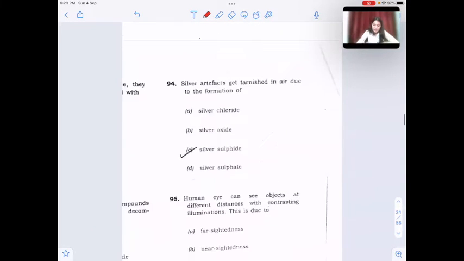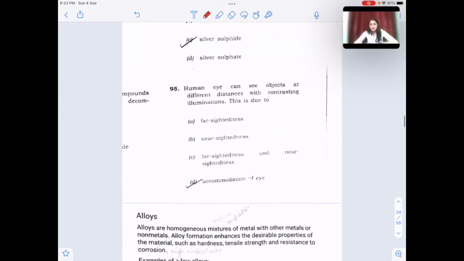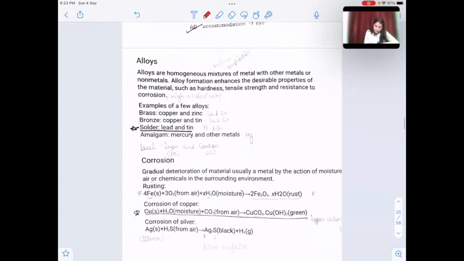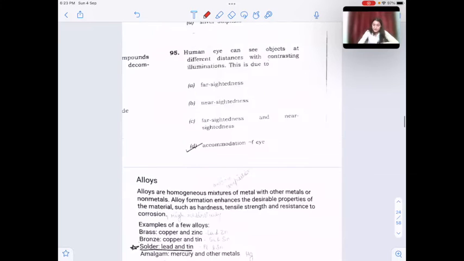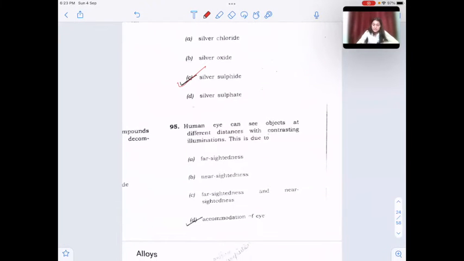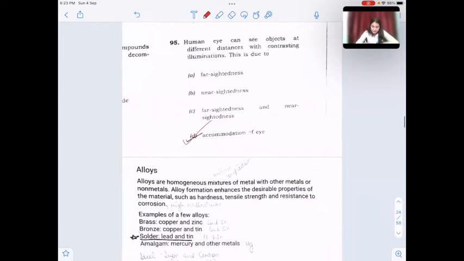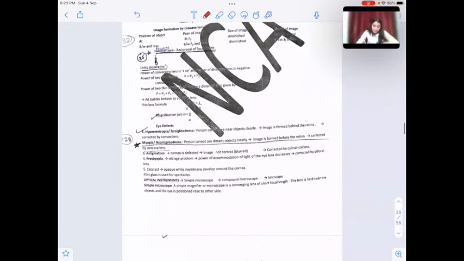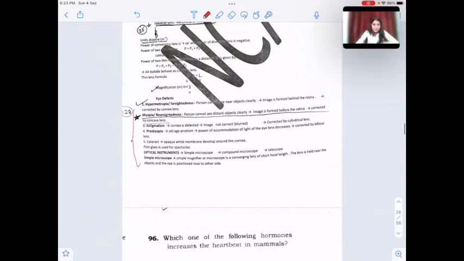Silver artifacts get tarnished. This is due to formation of silver sulfide. Means straightforward question. So option C, silver sulfide. Human eye can see objects at different distances with contrasting illuminations. This isn't due to farsightedness or nearsightedness. This is because the power of accommodation of the eye decreases. So these are eye defects given in notes.